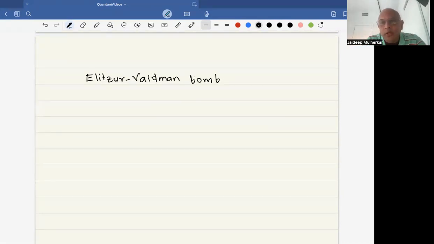So the situation is the following. We have a bomb and there is a possibility that the bomb may be faulty. So you want to have some sort of a detector which can detect whether the bomb is faulty without exploding the bomb. Now, classically, if you try to detect such a thing, then either the bomb will explode or you will realize that the bomb is not working at all. So there won't be a possibility for you to sort of peek into the bomb and figure out whether the bomb is faulty or not.